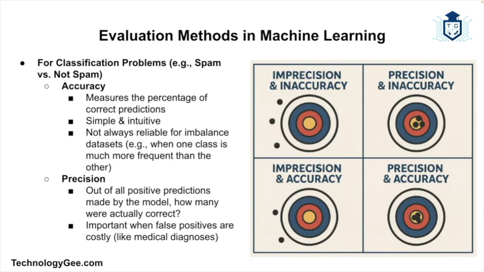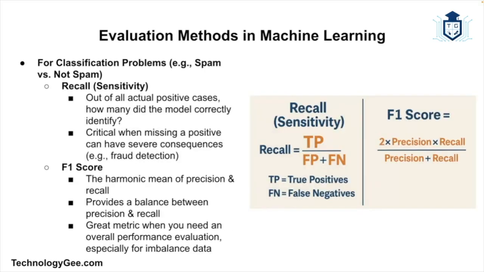All right, so let's talk about evaluation methods in machine learning. The first type we're going to talk about is for classification problems, and you can use this for spam and not spam types of examples. Your common metrics include the following. You have accuracy, which is the percentage of correct predictions. This is simple and intuitive, but it's not always reliable, especially for imbalanced data. Then we have what is called precision. Of all the positive predictions that the model made, how many of them were correct? This is good when false positives are costly, like predicting diseases. Another metric is called recall.